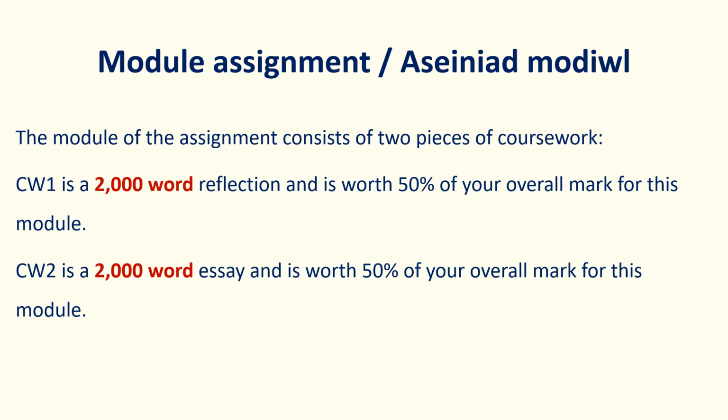So we will talk about this a lot more when we meet for our first session, but just a quick introduction to the module assignment. The module assignment will consist of 2 pieces of coursework, both of which are worth 50% of the overall mark for the module. The first piece of coursework is a written 2,000-word reflection, and the second piece of coursework is a written 2,000-word essay. And I will go over these in a little bit more detail on the next couple of slides.